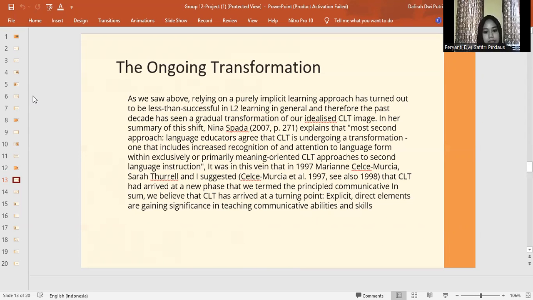It was in this vein that Celce-Murcia, Dörnyei, and Thurrell suggested in 1997, see also 1998, that CLT has arrived at a new phase that we term the principled communicative approach. In sum, we believe that CLT has arrived at a turning point. Explicit direct elements are gaining significance in teaching communicative abilities and skills. Next slide, please.